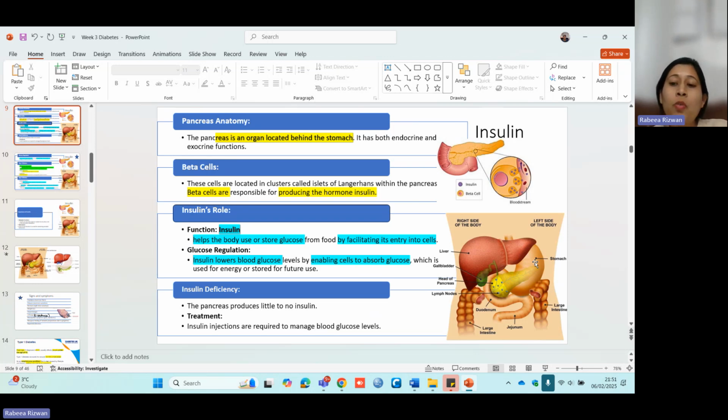But today is not that topic. That's why I'm not telling you. Otherwise, they release other hormones as well. For example, alpha cells release glucagon.